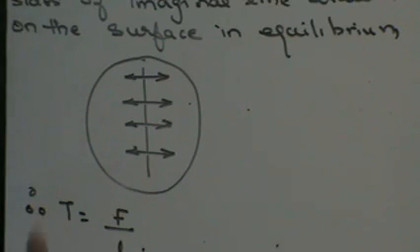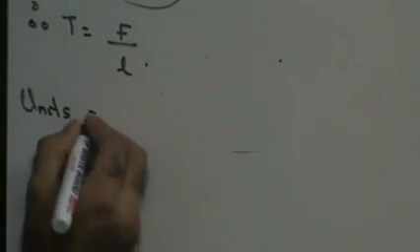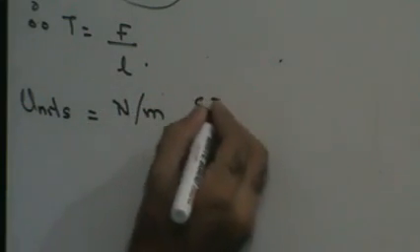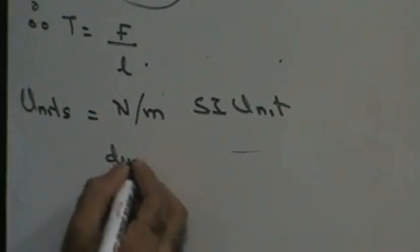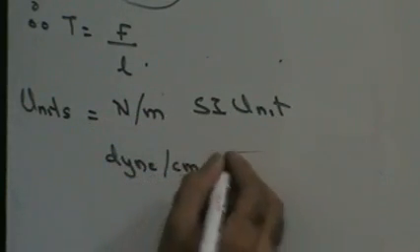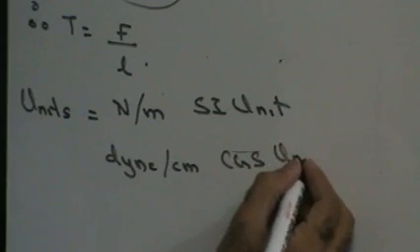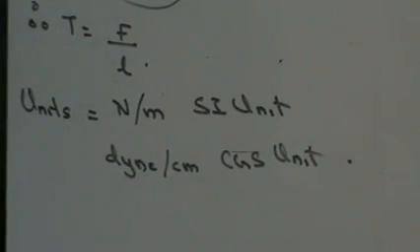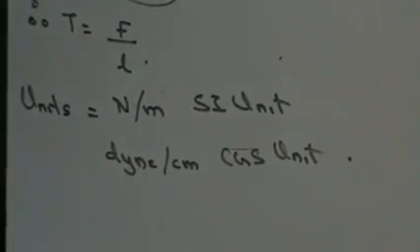Right? So if this is the formula for surface tension, then the units of surface tension will be force per length, that is newtons per meter as the SI unit and dynes per centimeter as the CGS unit. Right? So those are going to be the units. Once you have this, then you can find out the dimensions also.